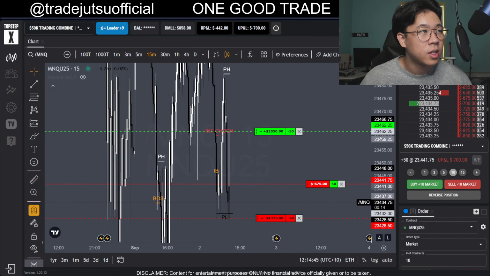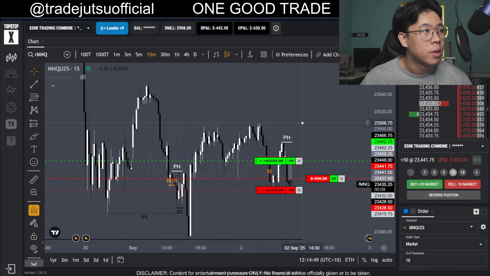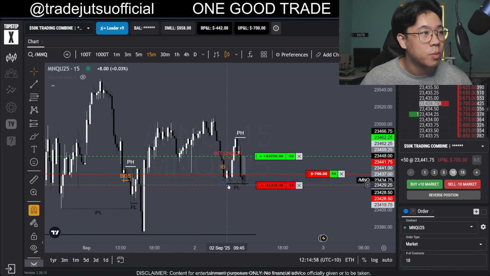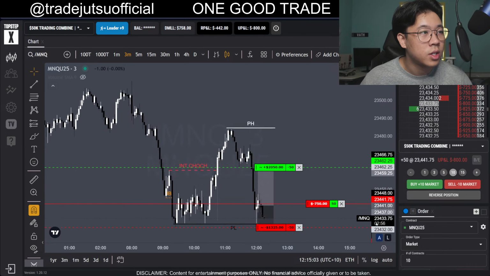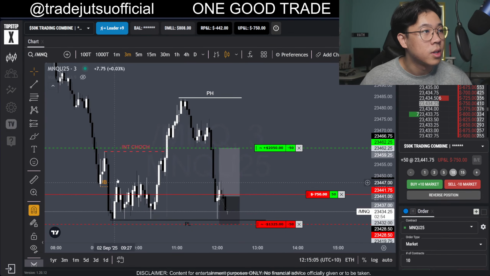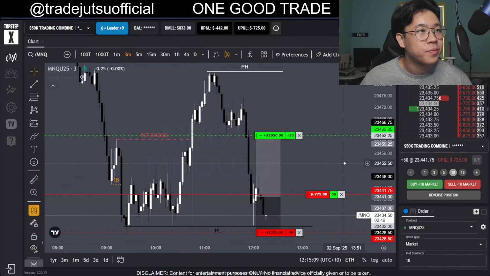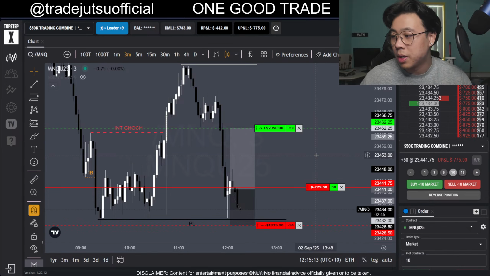Let's have a look at this 15-minute move. It came down here and made a little high before coming down here, testing this internal protected low. Now we have just made this internal change of character on the 3 minute, as you can see here, and this is what we're going to be holding out. Now we could potentially have had a better entry, to be honest.